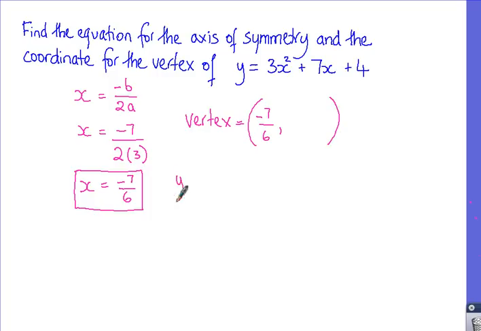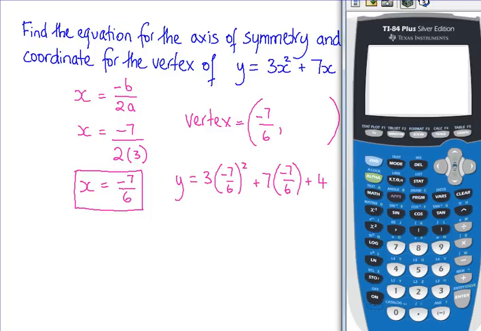So y is going to equal 3 times minus 7 over 6 squared plus 7 times minus 7 over 6 plus 4. Now, we could just enter this directly in the calculator like that, but I'm going to show you another way of doing this, which is slightly faster, and it also helps to eliminate errors. So let's bring the calculator up, and we're going to store the value of x and get the calculator to do the substitution for us.